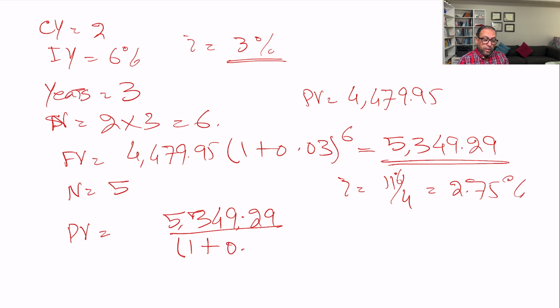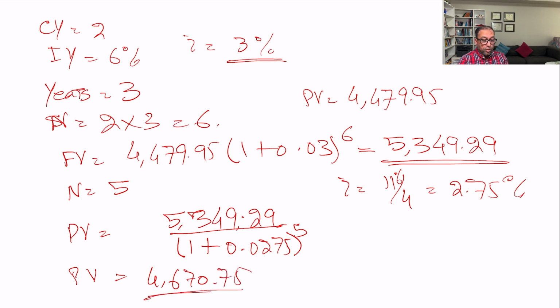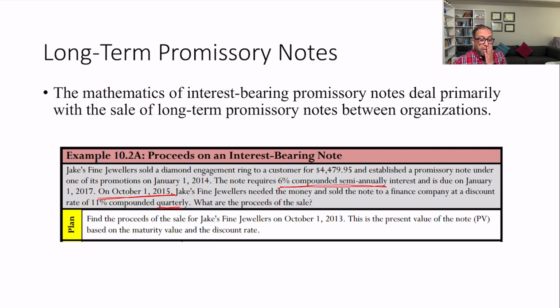So we can write it here 0.275 exponential 5, right? So this way we get the present value, which is 4,670.75. So this is the proceeds. The jeweler is going to get it from the financial institution where they are discounting. So keep it in mind while doing these types of questions.